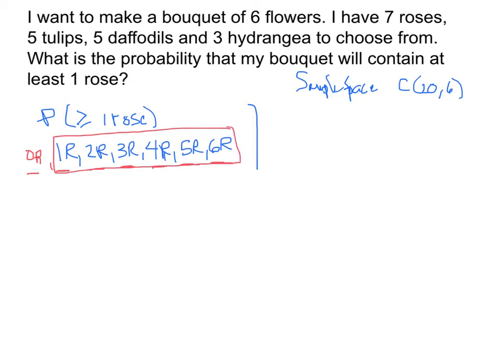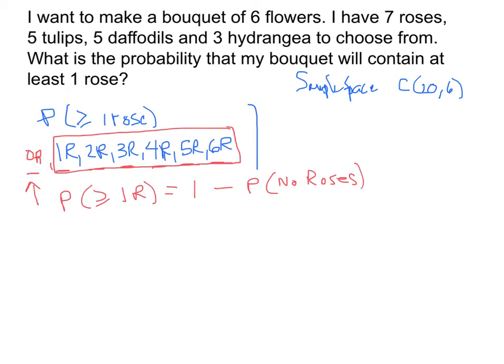So the complement of at least 1 rose would be what we are left with here, which is the probability of no roses. So what that means is if we can find the probability of 0 roses, we can just subtract that from 1, because that's our complement rule, and it will give us the probability that we need. That is a much easier way to go about solving this problem.